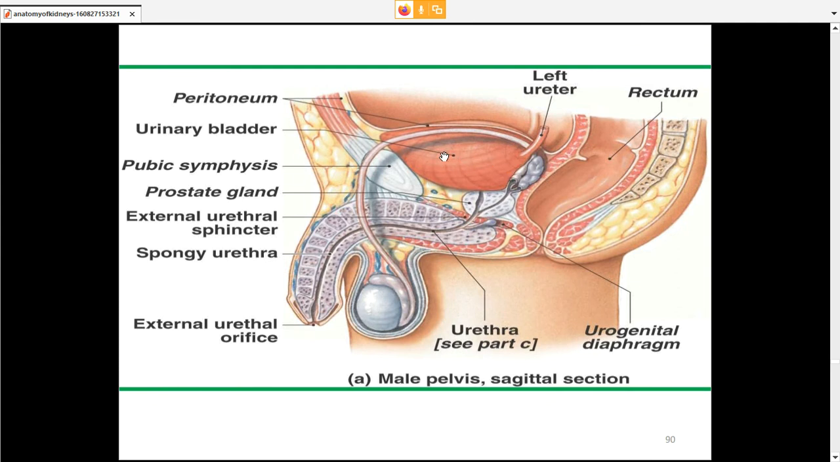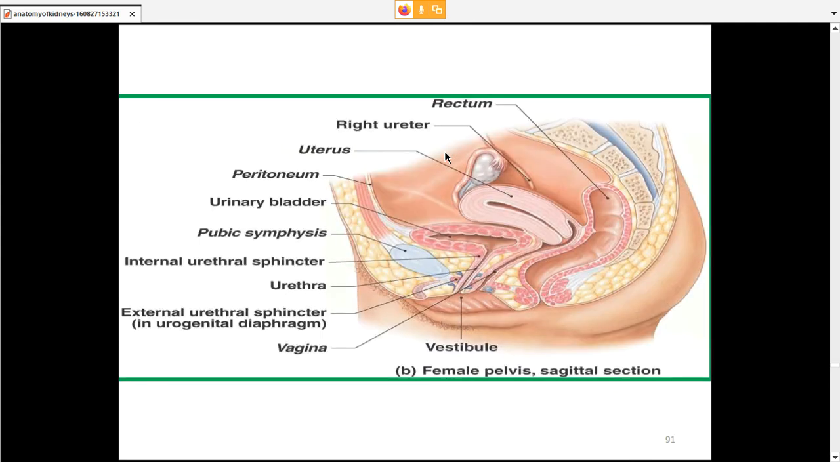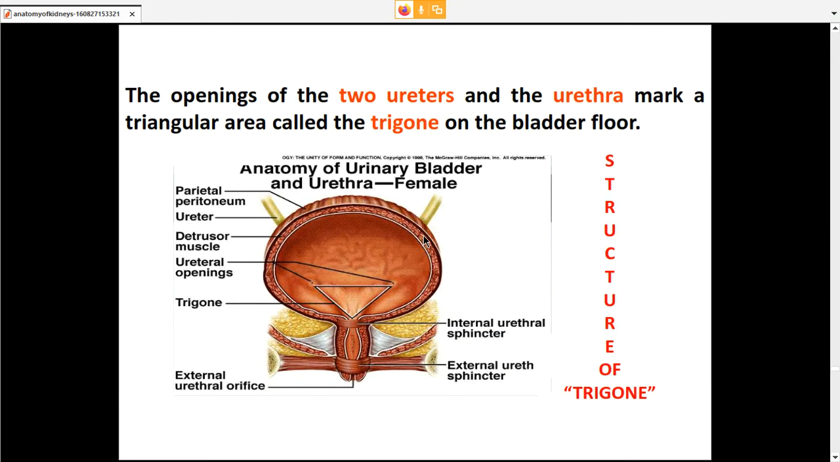So in the males, how is it present? In the males, it is present in front of the rectum. In the females, it is present in front of the uterus and in front of the vagina. Okay, in front of the vagina.